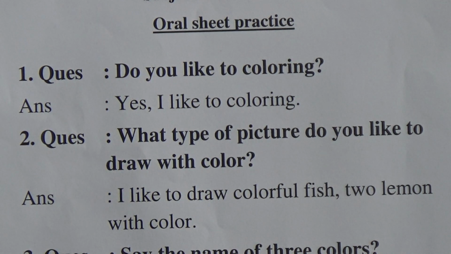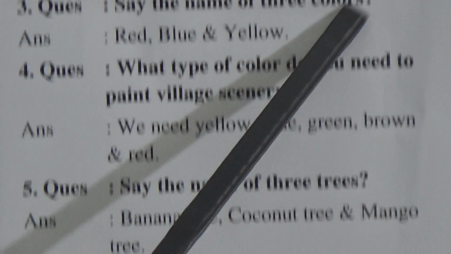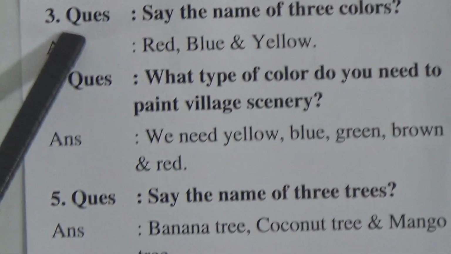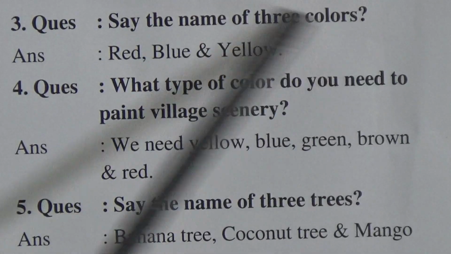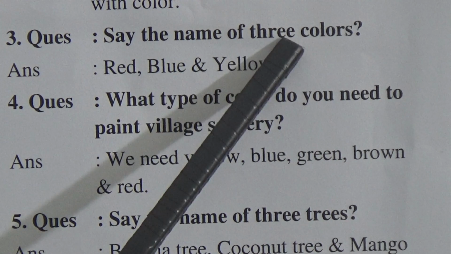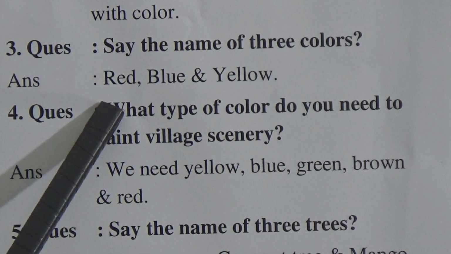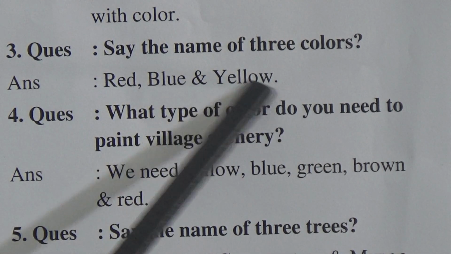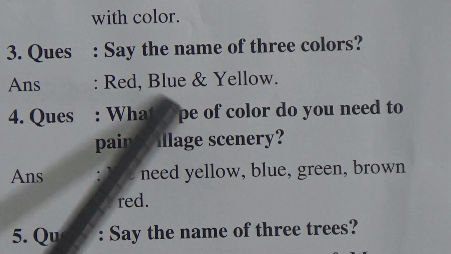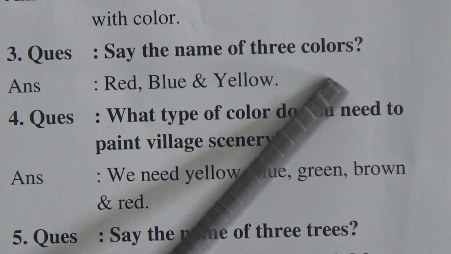Question number 3. Say the name of 3 colors. Question number 3, I repeated the question. Say the name of 3 colors. Answer. Say with me. Red, blue and yellow. Again, red, blue and yellow.